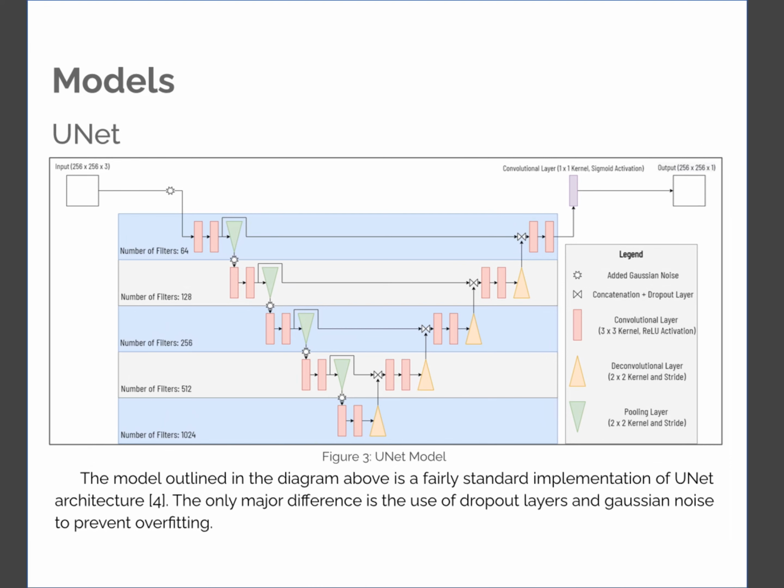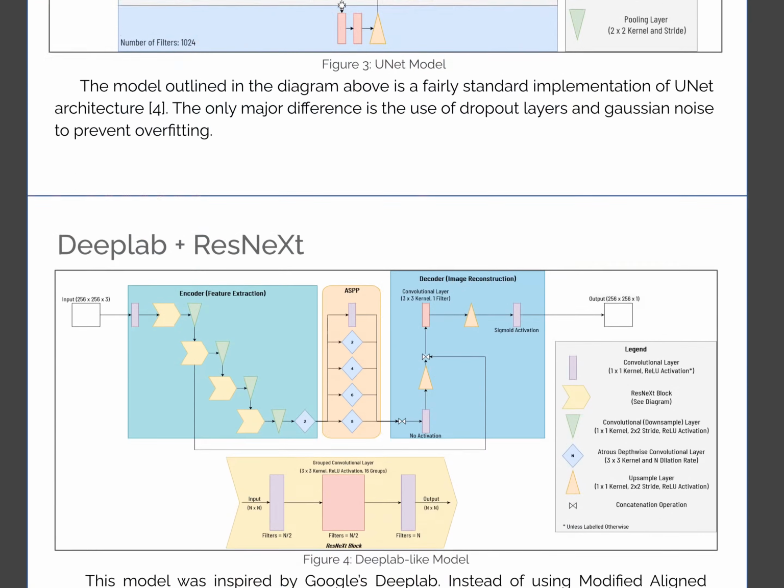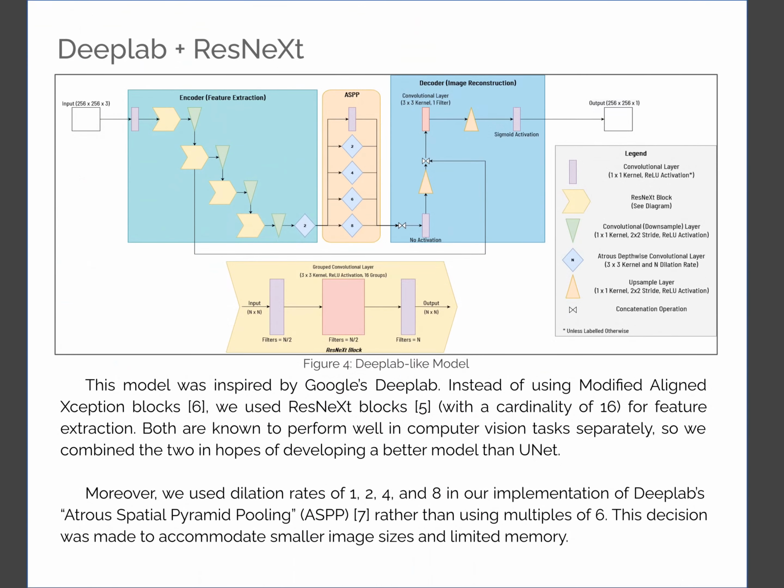The model outlined in the diagram above is a fairly standard implementation of the UNet architecture. This next model was inspired by Google's DeepLab. Instead of using modified aligned Xception blocks, we used ResNeXt blocks with a cardinality of 16 for feature extraction. Both DeepLab and ResNeXt are known to perform well in computer vision tasks separately, so I combined the two in the hopes of developing a better model than UNet.